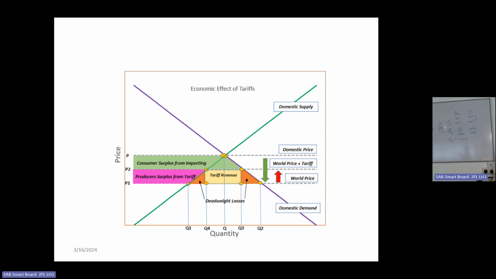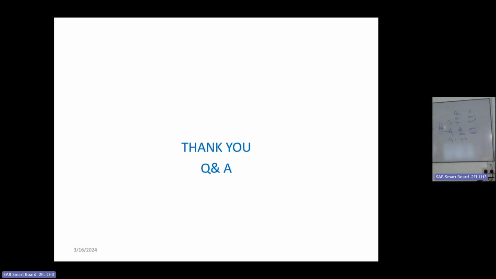Lastly, we talked about this also: if there is a tariff, foreign supply goes perfectly elastic, and with a tax it will shift upward. And what kind of impact is there? We discussed that last time, so we can go into it.